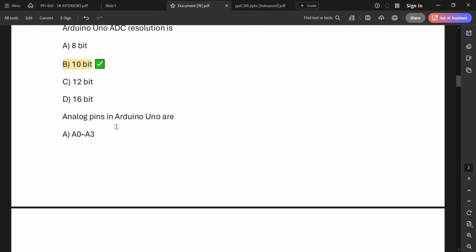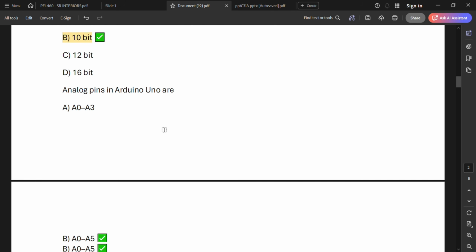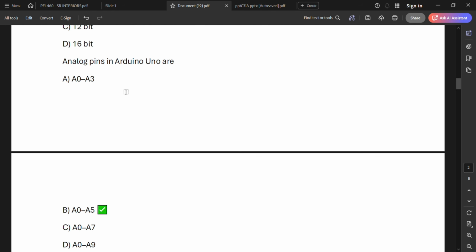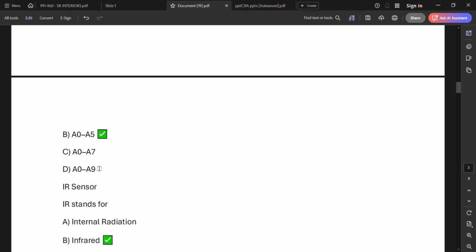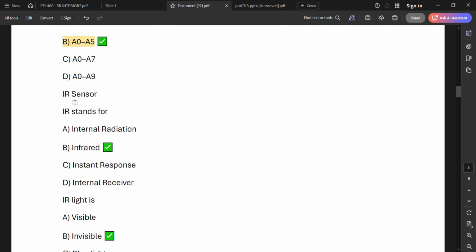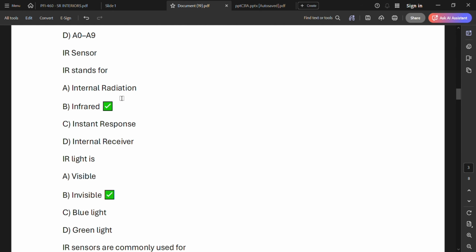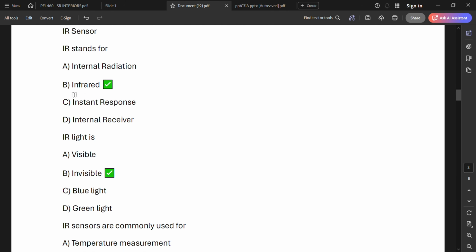Analog pins in Arduino Uno are A0 to A3, A0 to A5, A0 to A7, or A0 to A9. The correct answer is option number B, A0 to A5. Next question. IR sensor stands for internal radiations, infrared, instant response, or internal receivers. The correct answer is option number D, infrared.